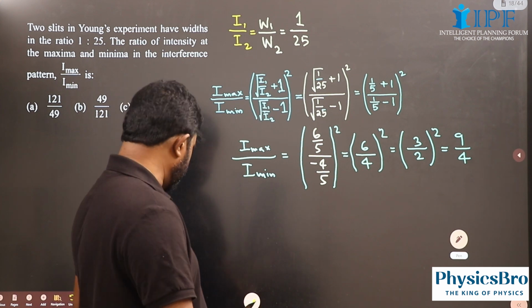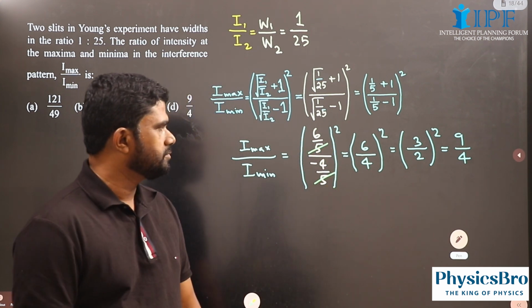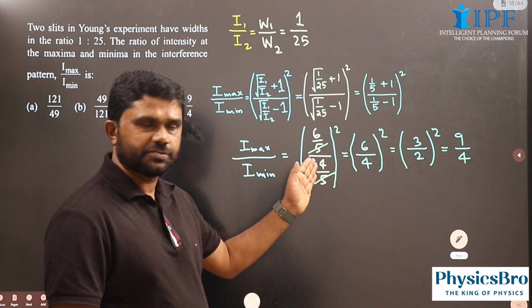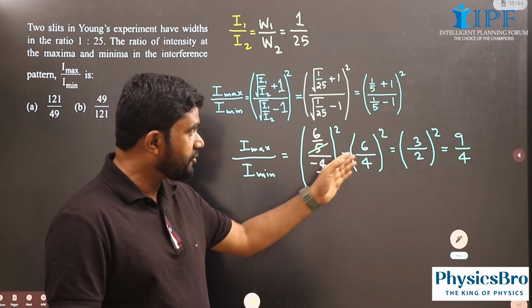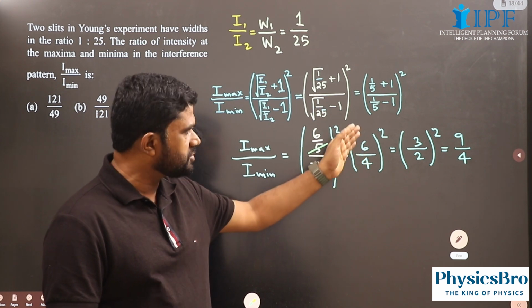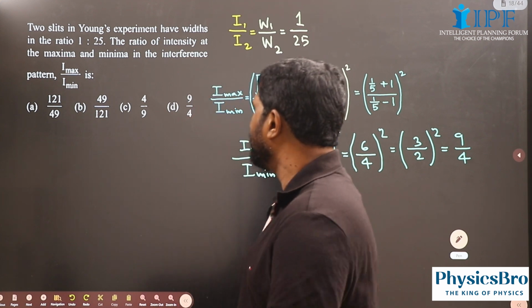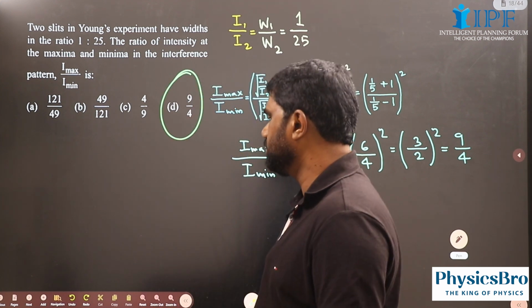By 5 and by 5 will get cancelled. Okay, this and this will get cancelled. So it will be 6 by minus 4. See, as we have to get the square, that minus 4 square and 4 square are the same. So 6/4 or 3/2 whole square, or 9:4. Okay, 9:4, this one, right?